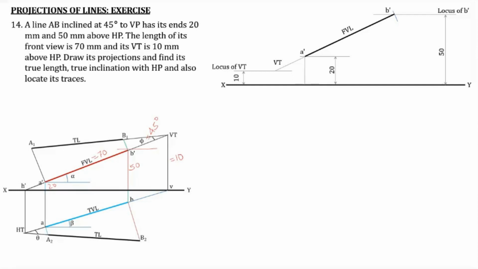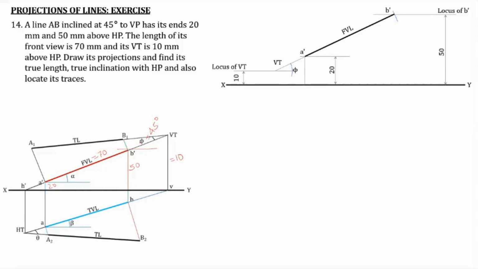towards the locus of VT. So then the point of intersection of both these lines, that is the extension of A dash B dash and the locus of VT, will give you the VT. Now what we do is, from this VT A dash B dash line, you know phi gives you the true length.